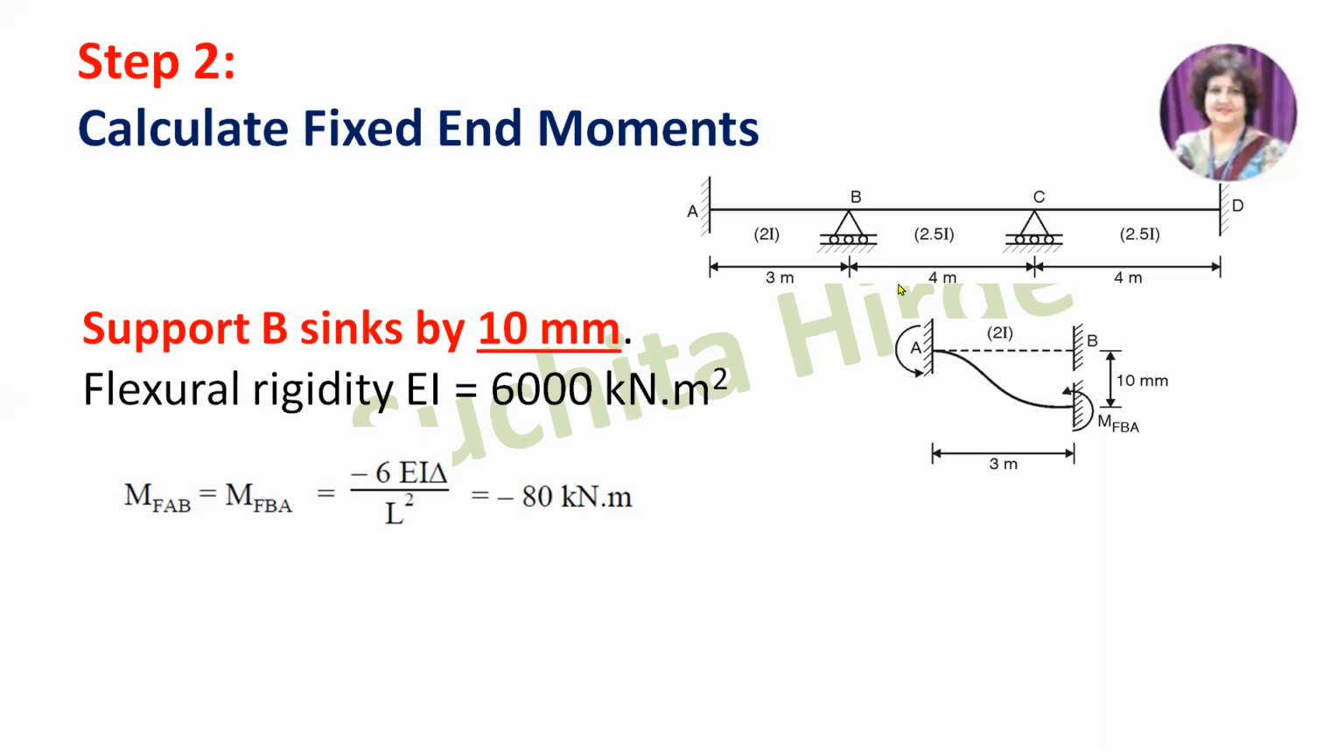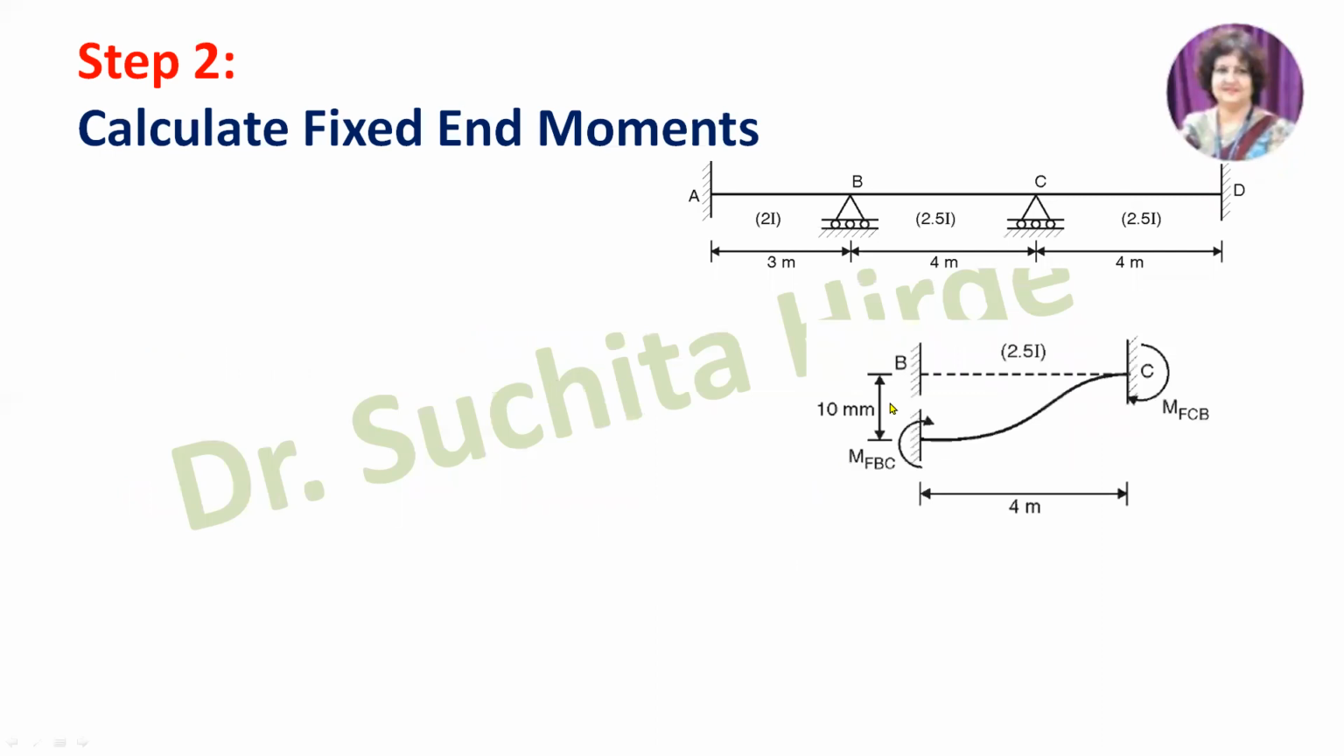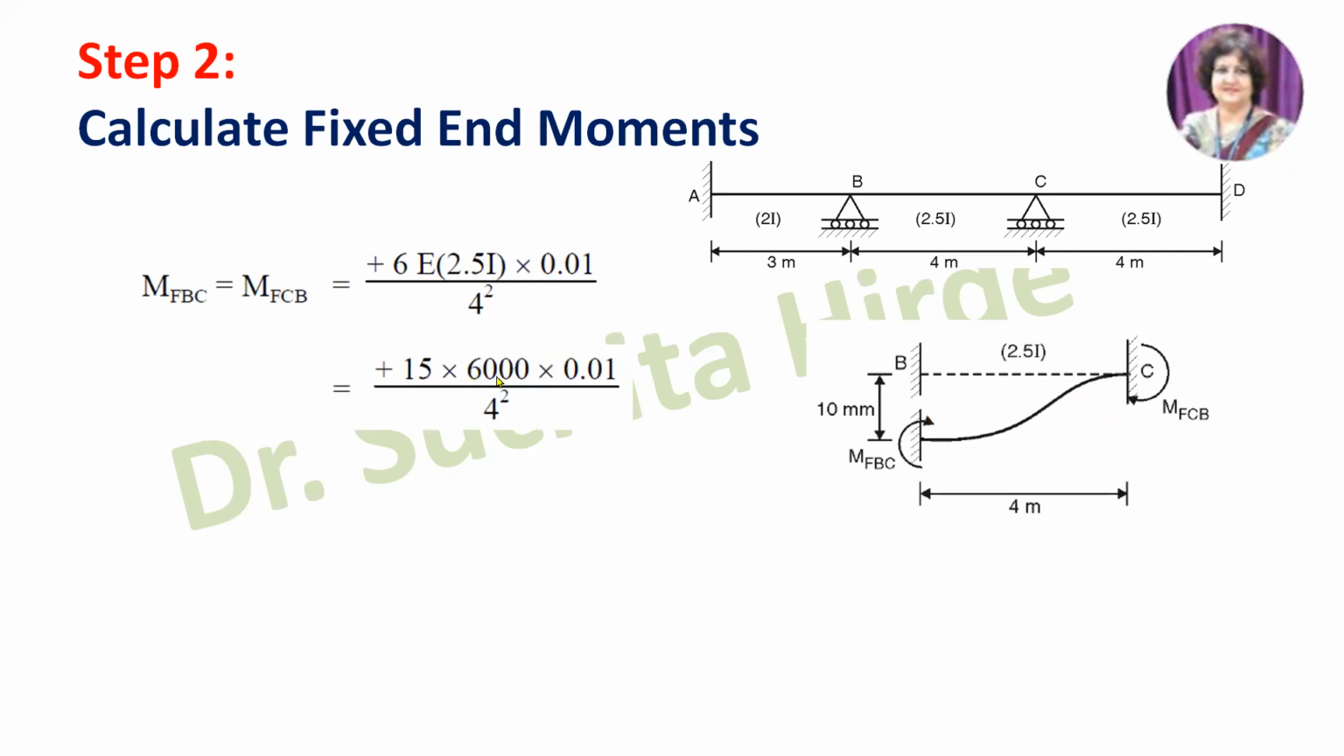Similarly, we can now calculate the fixed end moment for member BC. For member BC, support C is above support B. To maintain zero slope here, the moments developed are clockwise in nature and therefore the moments are positive. So here we will write plus 6EI delta upon L square, with I as 2.5I. If you calculate this and substitute EI as 6000, then you will get plus 56.25 kilonewton meter as fixed end moment due to sinking of support B.